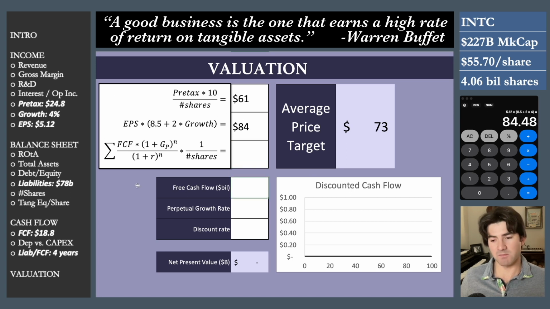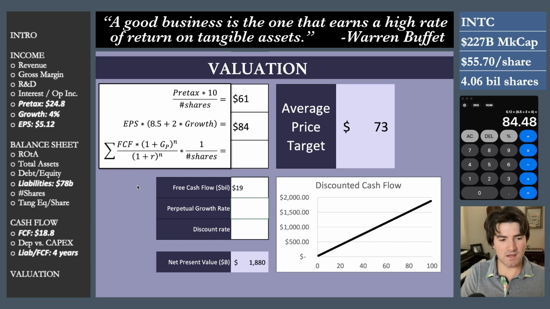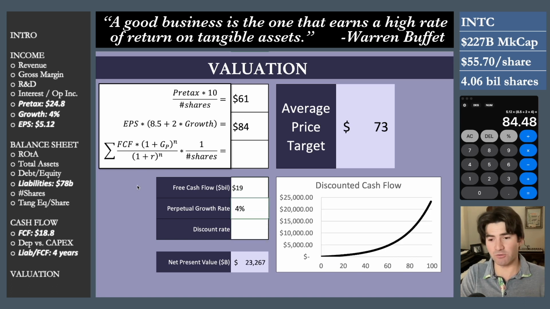All right, and then lastly is gonna be a discounted cash flow model. And to do that, I'm gonna put our free cash flow in billions, so 18.8. And then a perpetual growth rate, I'm gonna do 4%. I think that's pretty reasonable that they're gonna grow at 4%. I mean, they're making, what, 20% return on assets. That's awesome.